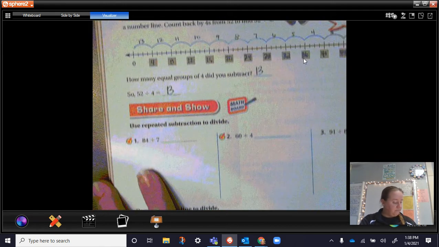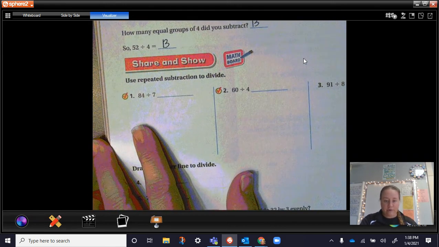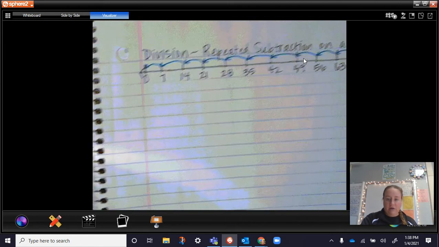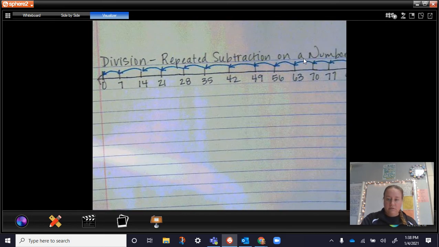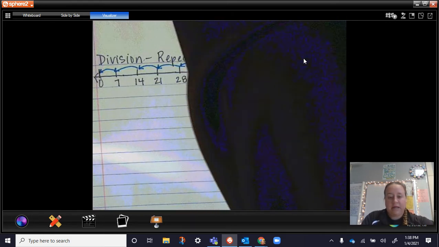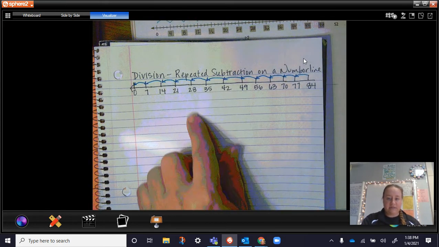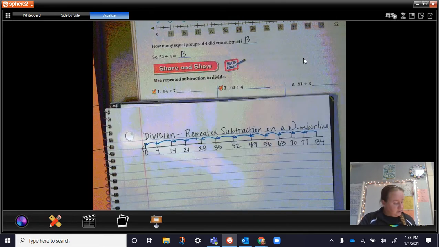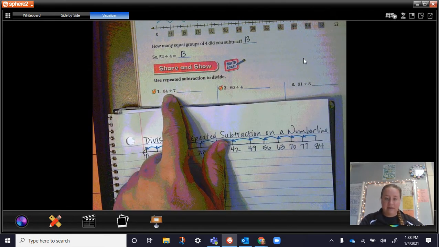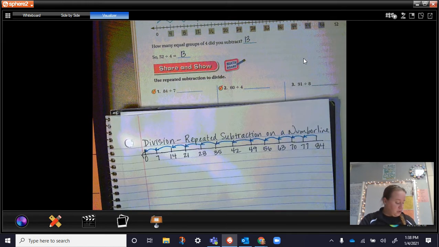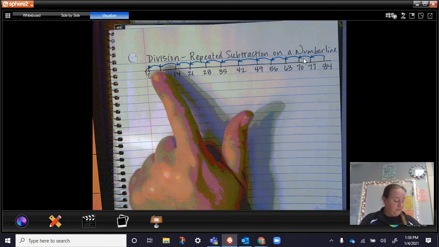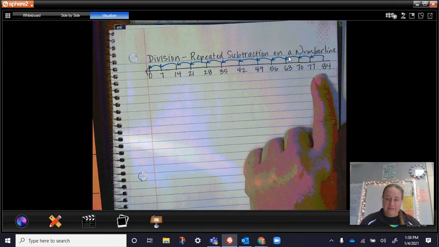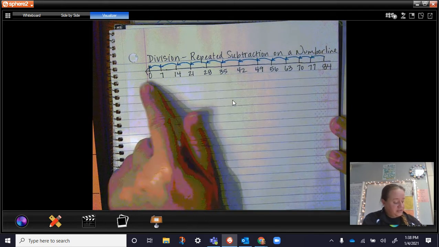On the next one, I went ahead and I drew this out in my notebook. So 84 divided by 7. I put this in my notebook. I titled it Division Repeated Subtraction on a Number Line. And this time, since I'm doing 84 divided by 7, my larger number, the 84, is my total. So I went all the way from 0 to 84. And this time, since I'm dividing by 7, I'm going to do groups of 7.